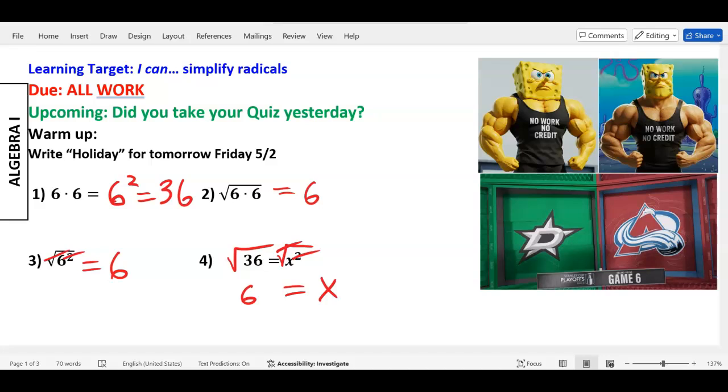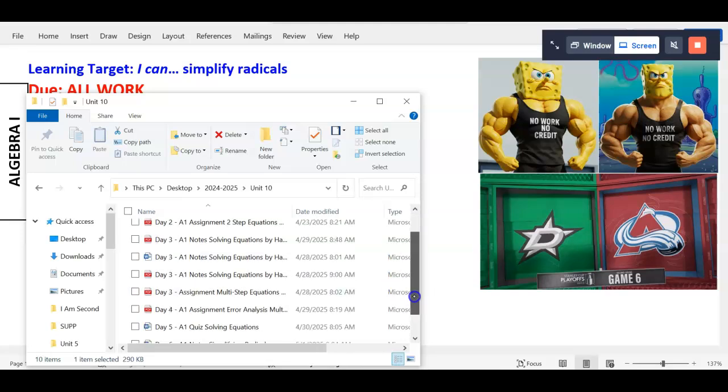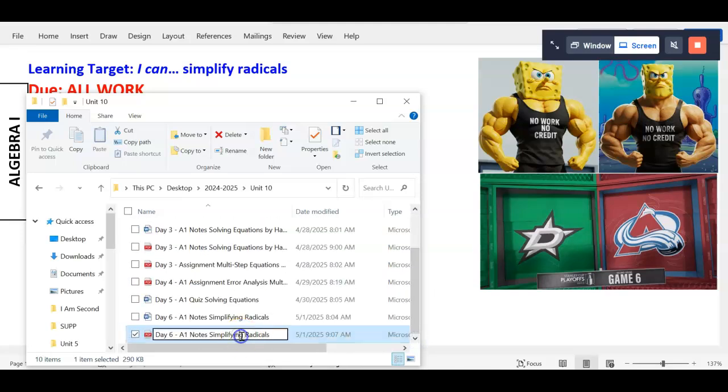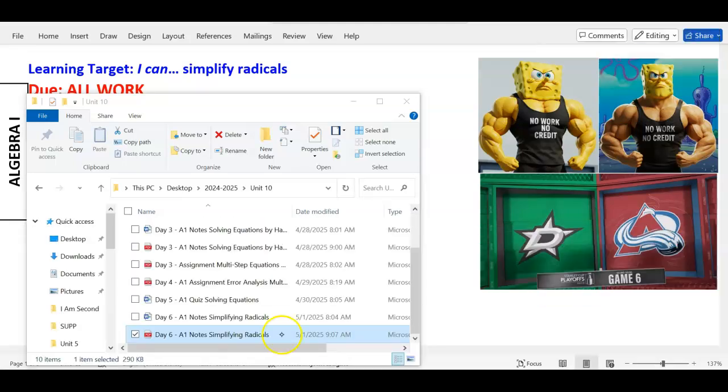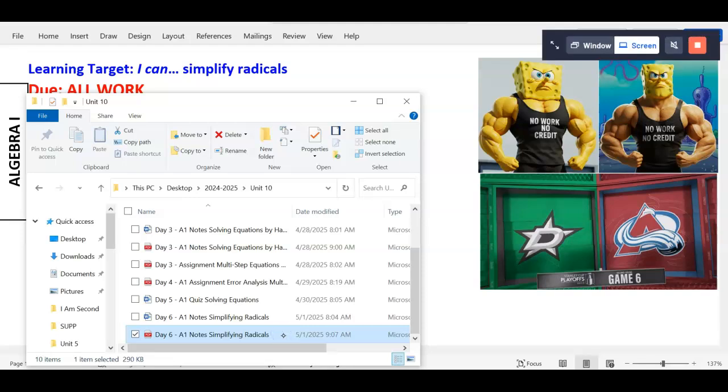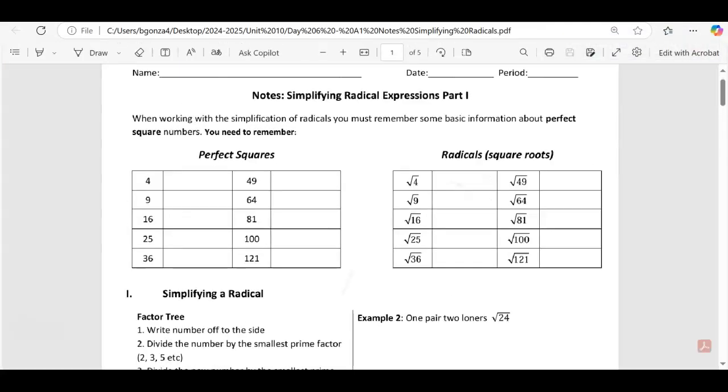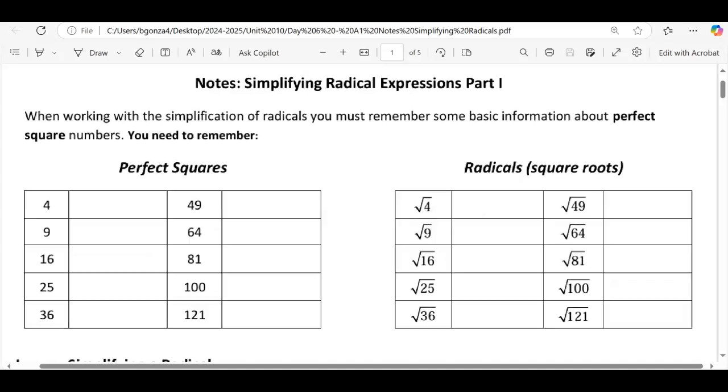All right. So, since this is brand new, let's focus up here, please. Here we go. New thing. Simplifying radicals. It's possible you've done this before, but I don't think so. We'll see. All right, ready? Let's get this over with.